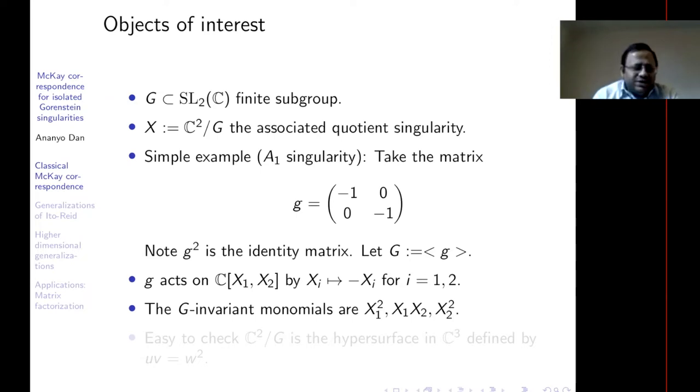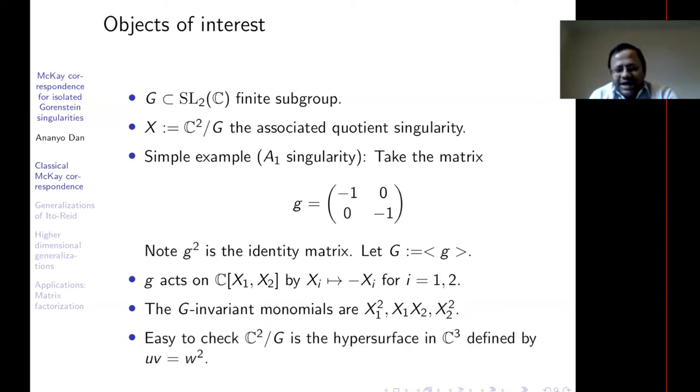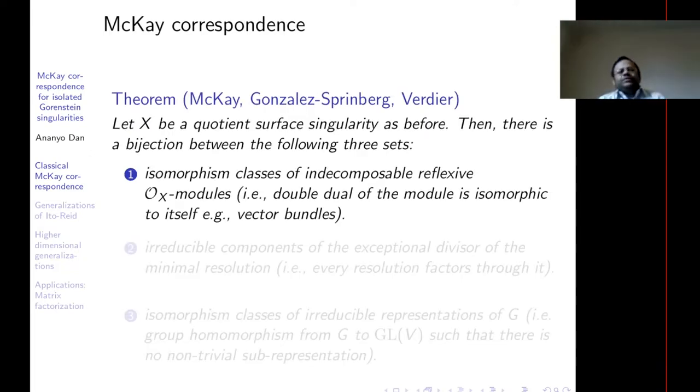So if you want to look at what this quotient singularity is, it is the spectrum of the G-invariant polynomials. The G-invariant polynomials are of the form x1 squared, x1 x2, and x2 squared. And you can see that this defines a hypersurface singularity in C3, which is defined by a quadratic of the form u times v equals w squared. Okay, so this is just one basic example that we look at.